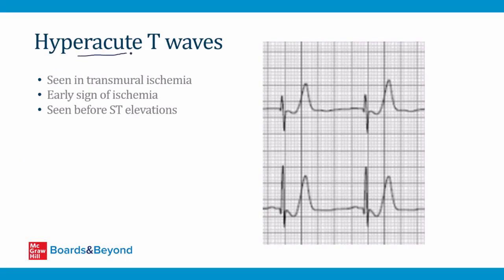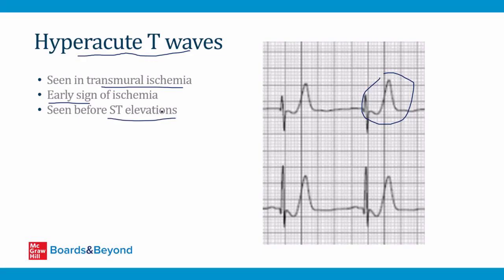And first, let's talk about hyperacute T waves. So hyperacute T waves look like what's shown on the slide here. They're basically tall peaked T waves. They're very similar and almost impossible to distinguish from the peaked T waves you see in patients who have hyperkalemia. But these can also occur when patients have ischemia, but they're only seen in transmural ischemia, and they're a very early sign. They tend to come on before ST elevations.